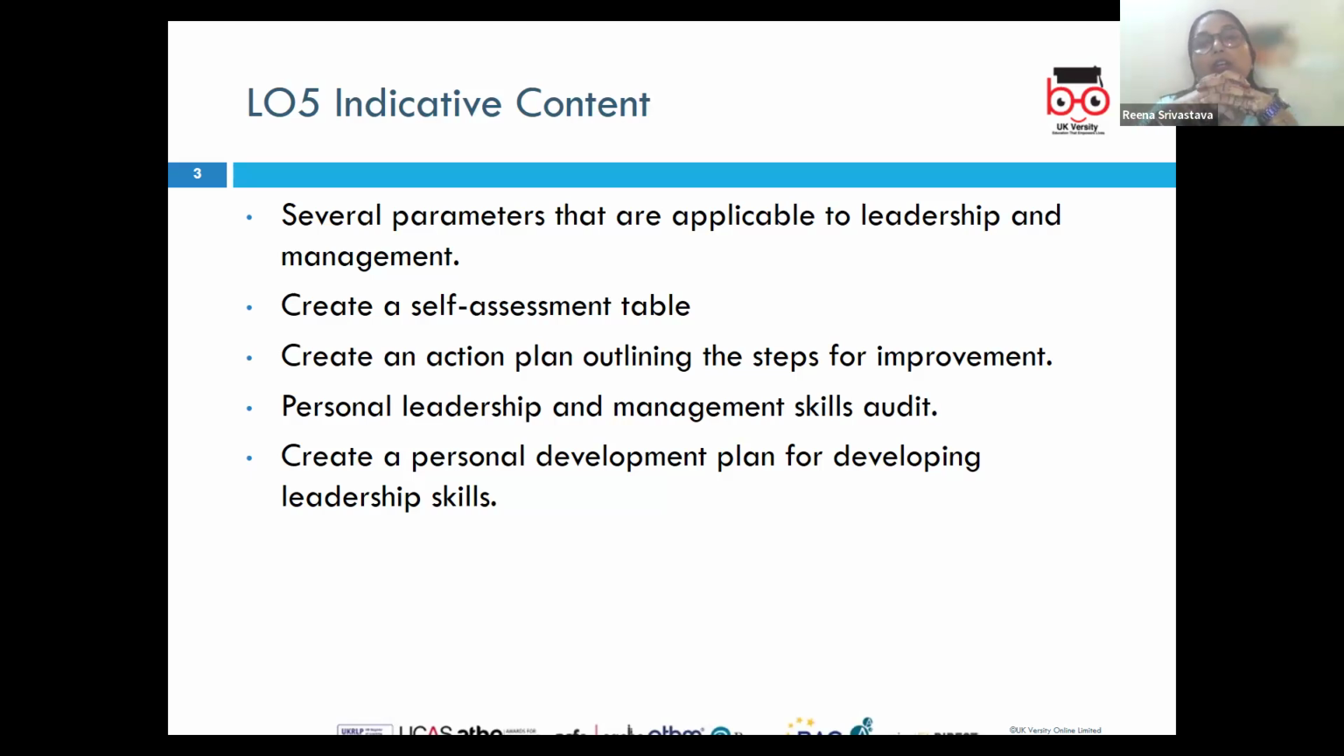We will also take a look at creating a personal development plan for developing leadership skills. This will include the identification of areas for improvement, the objective of that particular area of improvement, what the action plan is, what resources you need to achieve that action plan, what the timelines for achievement are, and what your success criteria is.